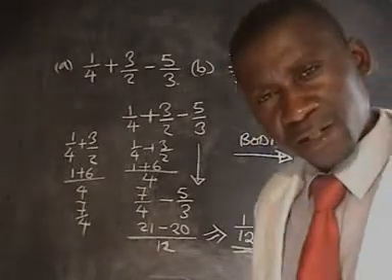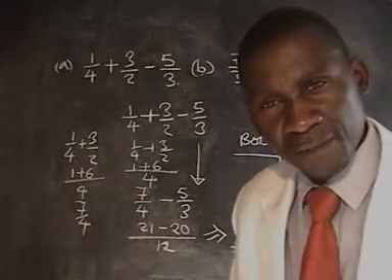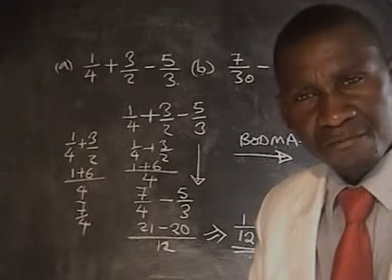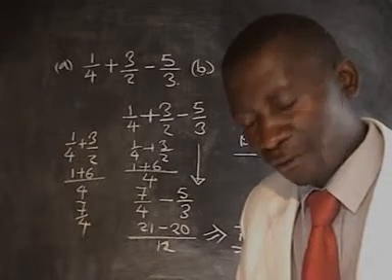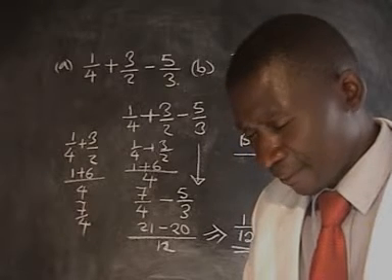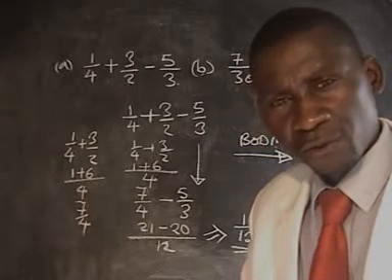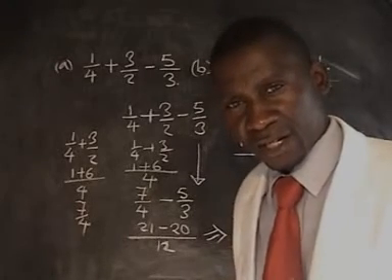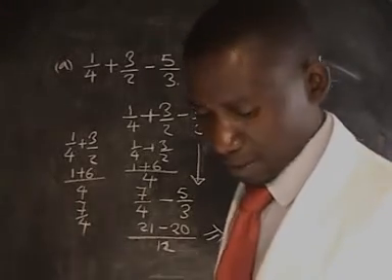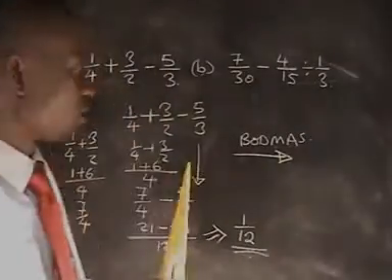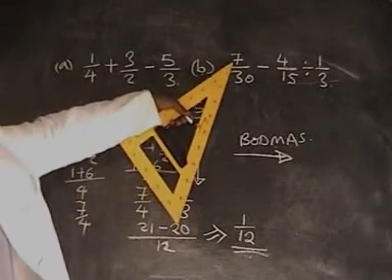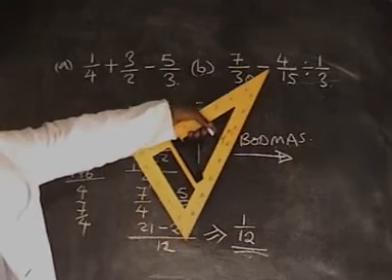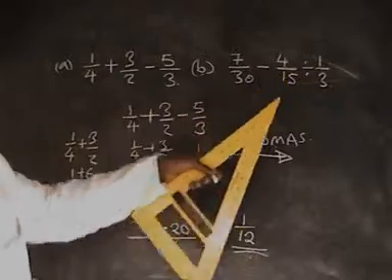Most of you out there do complain to say mathematics is a difficult subject. Mathematics is not a difficult subject, but simple and straightforward. Only that mathematics requires a lot of practice, and it's only by practicing that you are going to end up developing better skills. So without wasting much of your time, allow me to move on so that I look at the second example, which is 7 over 30 minus 4 over 15 divided by 1 over 3.